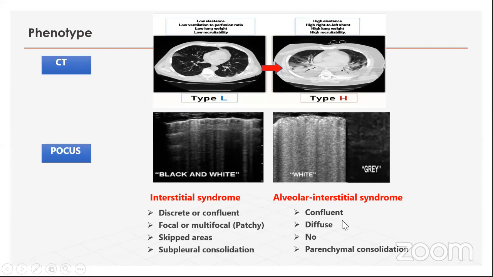So the B lines will be confluent and diffuse. When you scan, you will find all this area has B lines, all this area has B lines. There are no skipped or spared areas in between. And there is parenchymal consolidation here, compared to subpleural consolidation on the L type. Here you can find subpleural most of the time, but here you will find parenchymal consolidation. It is large in number, and it is continuous. It is attached to each other, in the same area. So this is alveolar interstitial syndrome here, and this is interstitial.